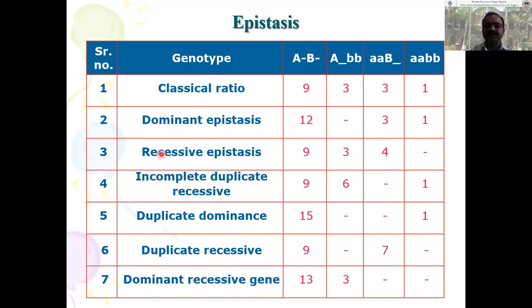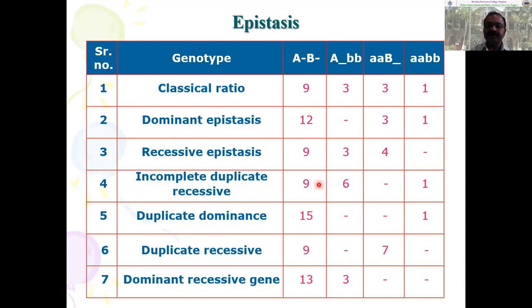Similarly, recessive epistasis stands for when either one of the alleles in a homozygous recessive condition masks the expression of its non-allelic pair. It results in 9:3:4, where small a is able to mask the expression of the capital B, irrespective of it being dominant over its own allele. So that's why the ratio is altered. Here we have only 3 phenotypes, 9:3:4 in proportion.